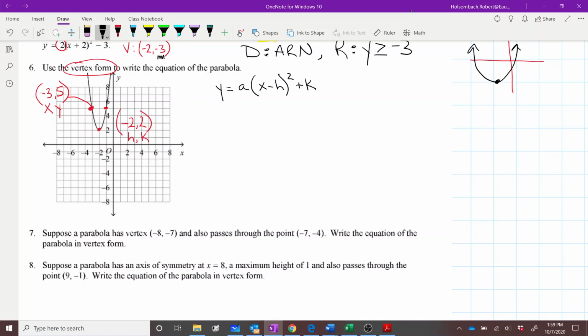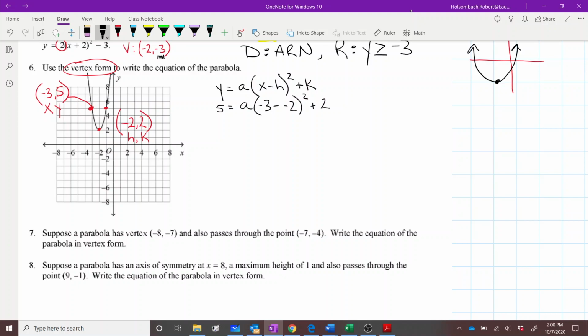Now we have 4 of these 5 variables. The only thing we don't have is the A. So we're going to solve for it. So where the Y is in this equation, we're going to write a 5. A times our X, which is -3, minus our H, which is -2, squared plus our K, which is +2.